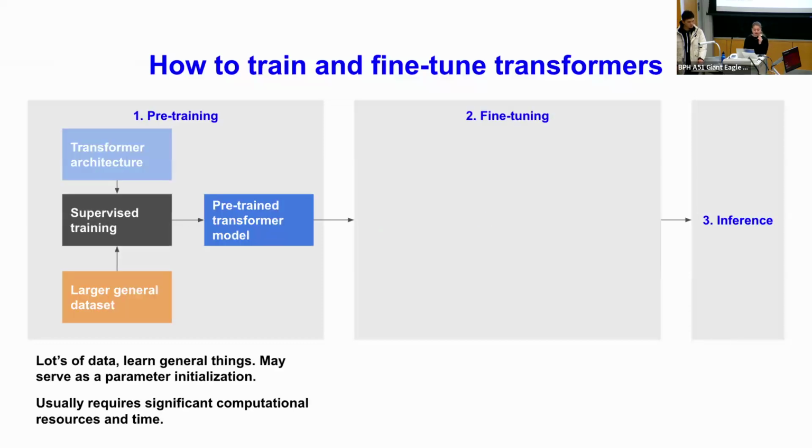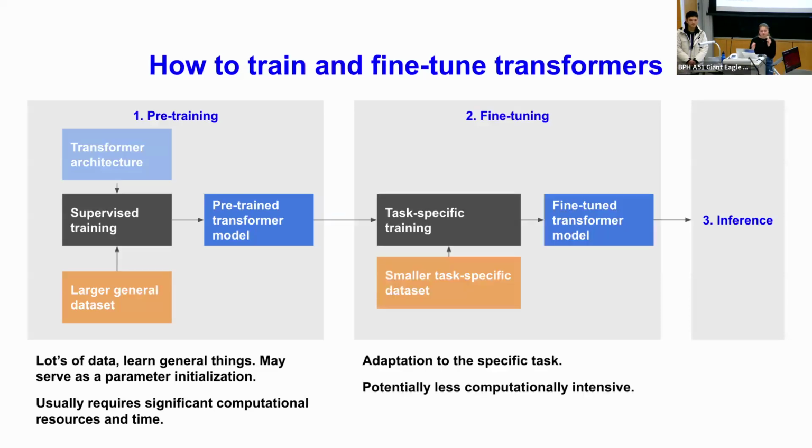So in pre-training, we take a large data set, we build our model architecture, which is transformer-based, and we run the supervised training. It usually takes a lot of time, hours or days, and in the end, we receive this pre-trained transformer model, which is very general. It's not adapted to a particular task, but it's a good starting point. Since it's been using lots of data, it learns some general things, and could be used as a parameter initialization for all future steps.